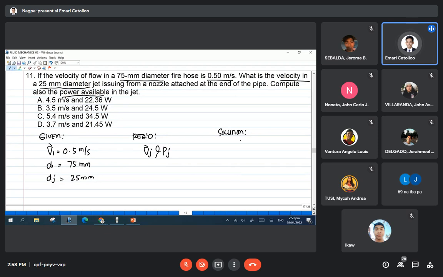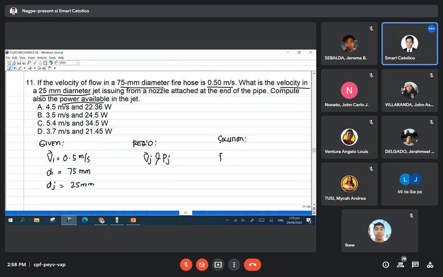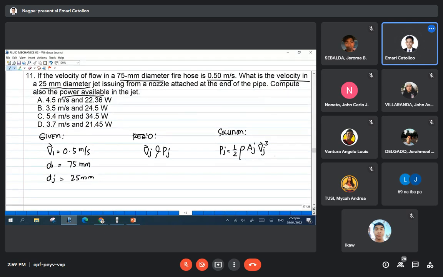So pag tinatanong power ng jet, formula natin ay 1/2 times density times area ng jet times velocity raised to 3. So medyo similar siya sa pagkuha ng power sa wind turbine. Okay? So yan ang ating working equation for the power. Meron tayong density, since water naman yan, 1,000. Area natin, pwedeng makuha sa diameter, so pi over 4 D squared. Ang wala tayo is yung velocity ng ating jet.